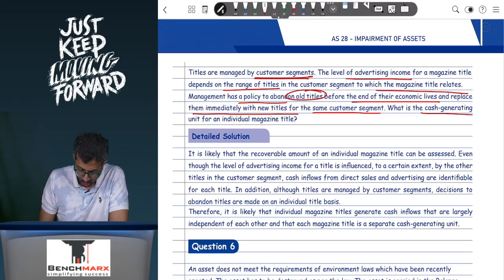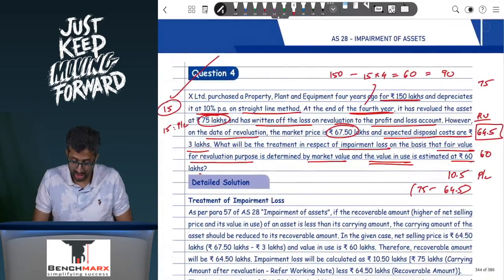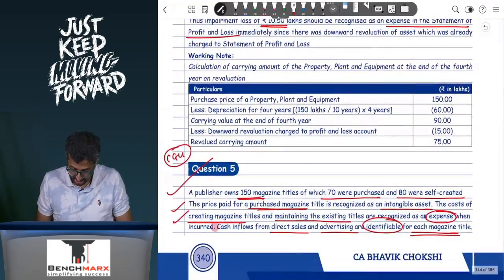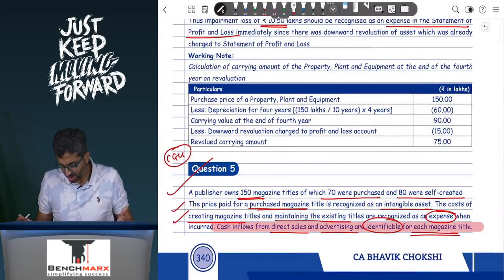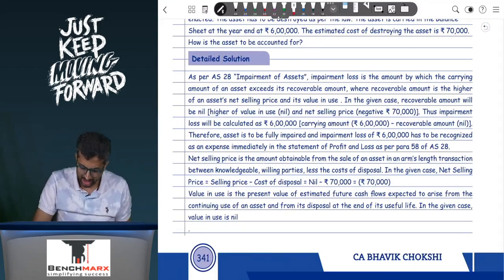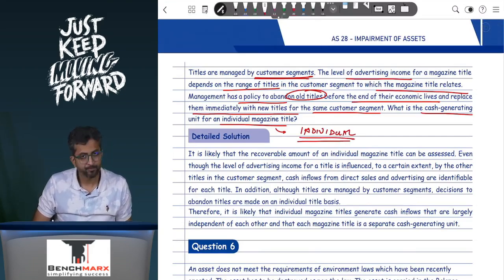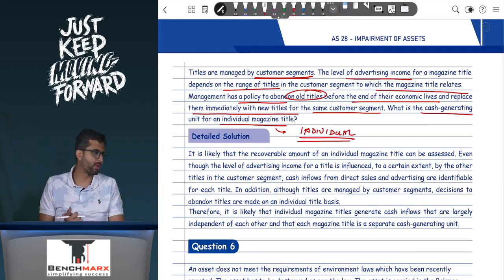What is the cash generating unit for an individual magazine title? Well, is the individual magazine capable of generating a largely independent cash flow? The answer is yes. This sentence which says that cash flows from direct sales and advertising are identifiable for each magazine title, and hence they are not highly interrelated with the other titles, and hence the individual magazine itself is capable of generating a largely independent cash flow. I don't have to club the 80 or 70 magazine titles. The individual titles can be tested for impairment as per AS 28.